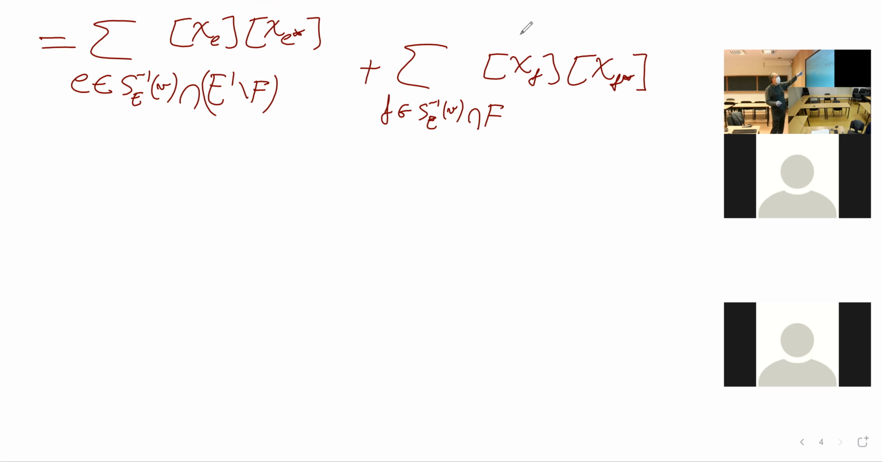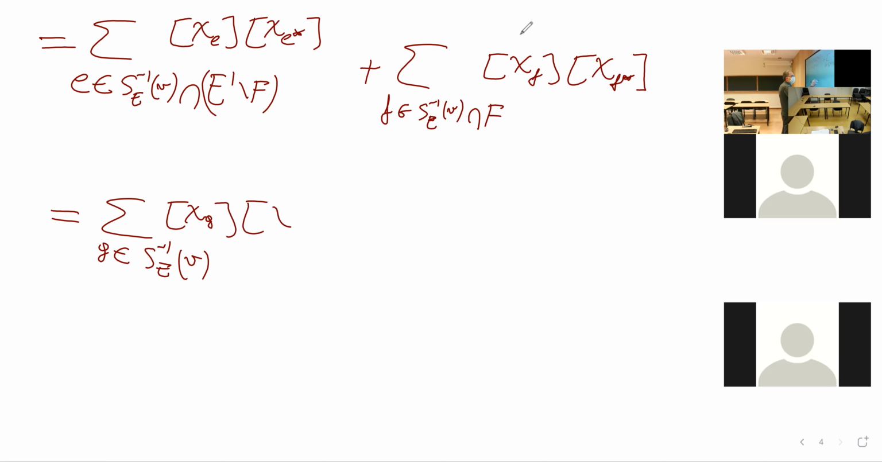All right, but now, if you look at these two sums, they're just the sum over all G's running the preimage of V under SE, right? So I can bundle it up into one sum. Now let me call it G, it's a dummy variable anyway. But now I no longer divide this set into two disjoint subsets. It's just the preimage of V under SE. That's it. And here I have the class of chi G times the class of chi G star.